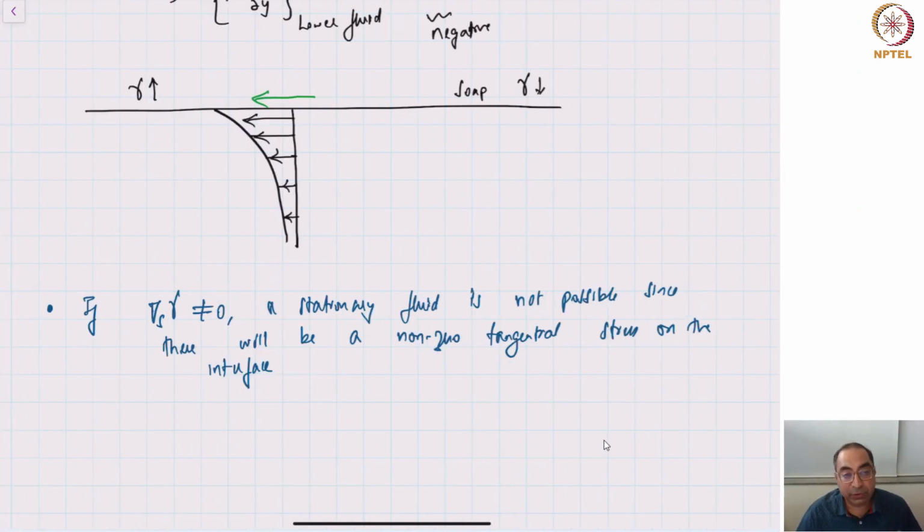We know that fluids will flow when you apply a tangential stress. At the interface, if there is a tangential stress, the fluids on both sides will immediately respond by flowing. So the moment you create a Marangoni stress, you cannot have a static fluid. A stationary or static fluid is incompatible with a Marangoni stress. That's a very, very important third consequence.